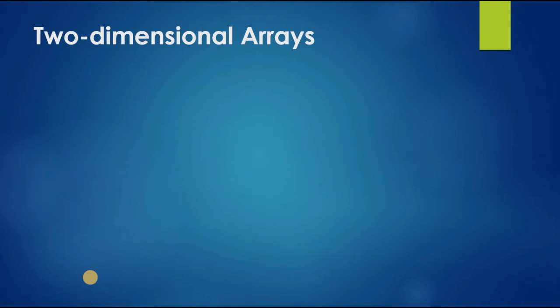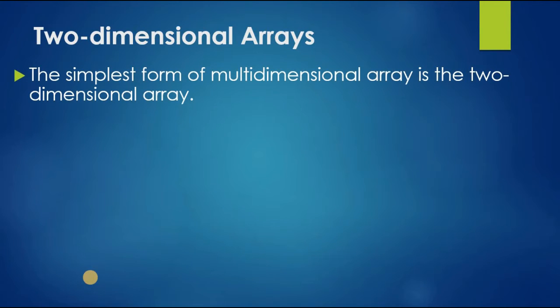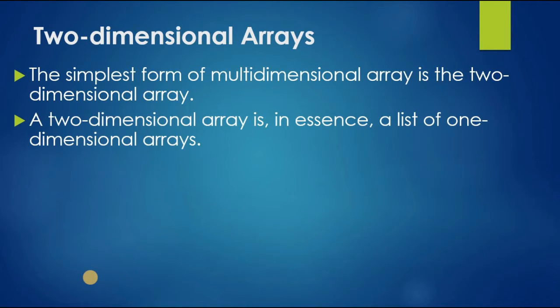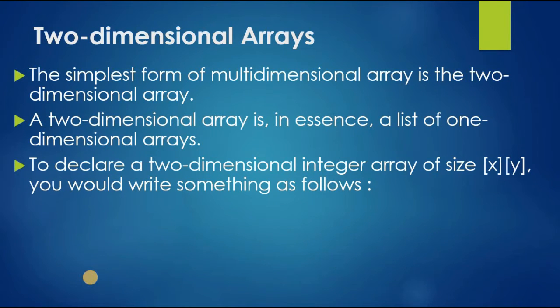Now we will see the two-dimensional array. The simplest form of a multi-dimensional array is a two-dimensional array. A two-dimensional array is in essence a list of one-dimensional arrays. To declare a two-dimensional integer array of size x and y, you could write something like the following: the type, array name, and x and y.